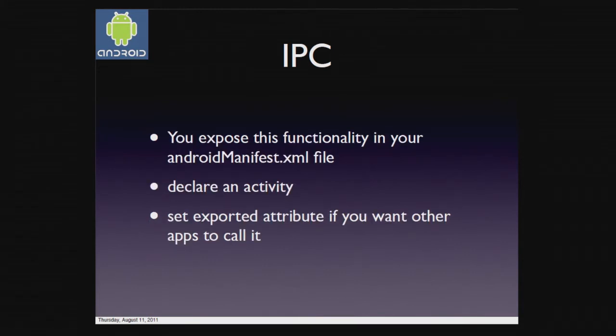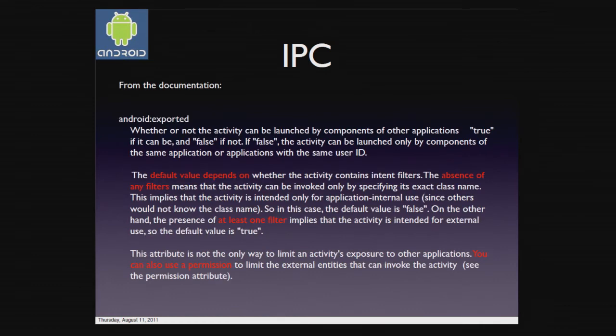The way you do this stuff is you have a manifest file called AndroidManifest.xml, and you just declare the activity in there. And then you have to set the export attribute in this Android manifest file. But this thing's documented, it's quite complex. It says, the default value depends on whether the activity contains intent filters. In the absence of filters, the activity can be invoked and so forth. If at least one filter is defined, but you didn't say export, then it's exported anyway.